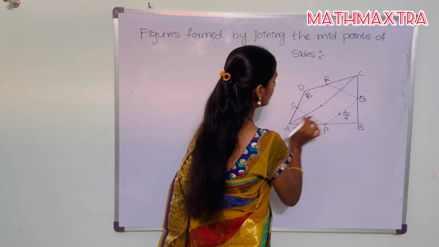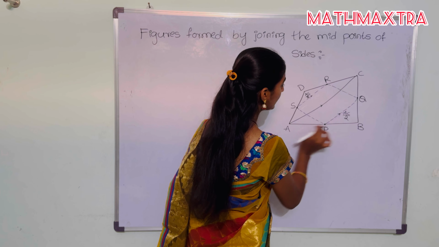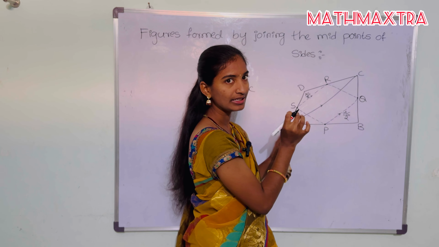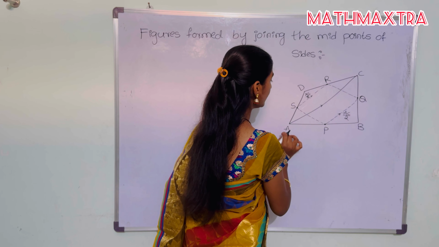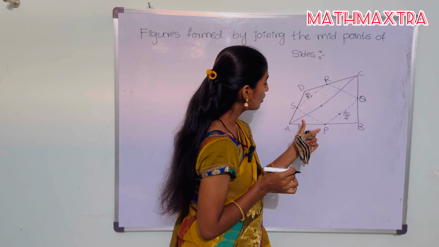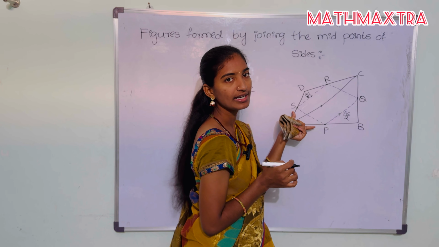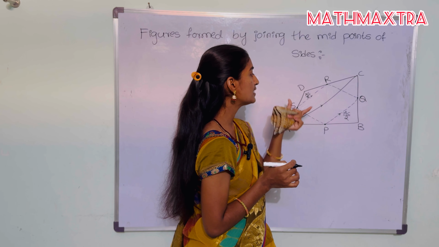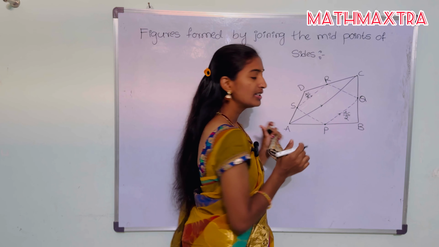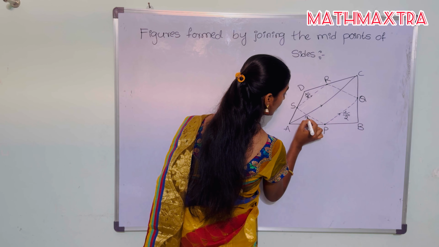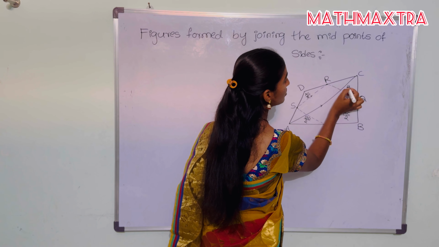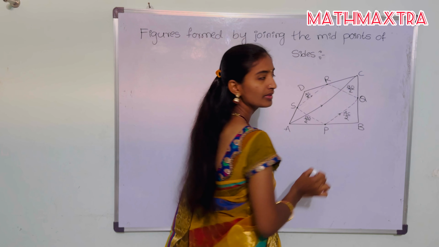If you join the diagonal BD in a quadrilateral, you will get triangle ABD. In triangle ABD, we are joining the midpoints of these two sides, and this line segment is automatically parallel to BD and exactly half of it, isn't it? So this is the length of BD by 2. Similarly, this will also be BD by 2, isn't it?